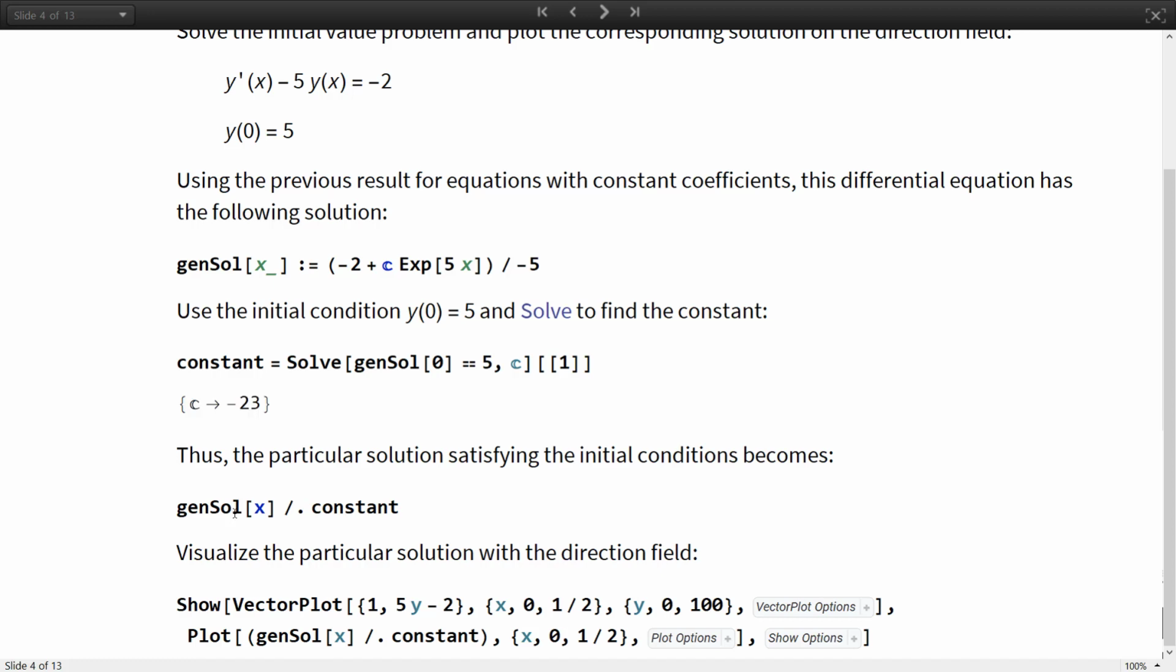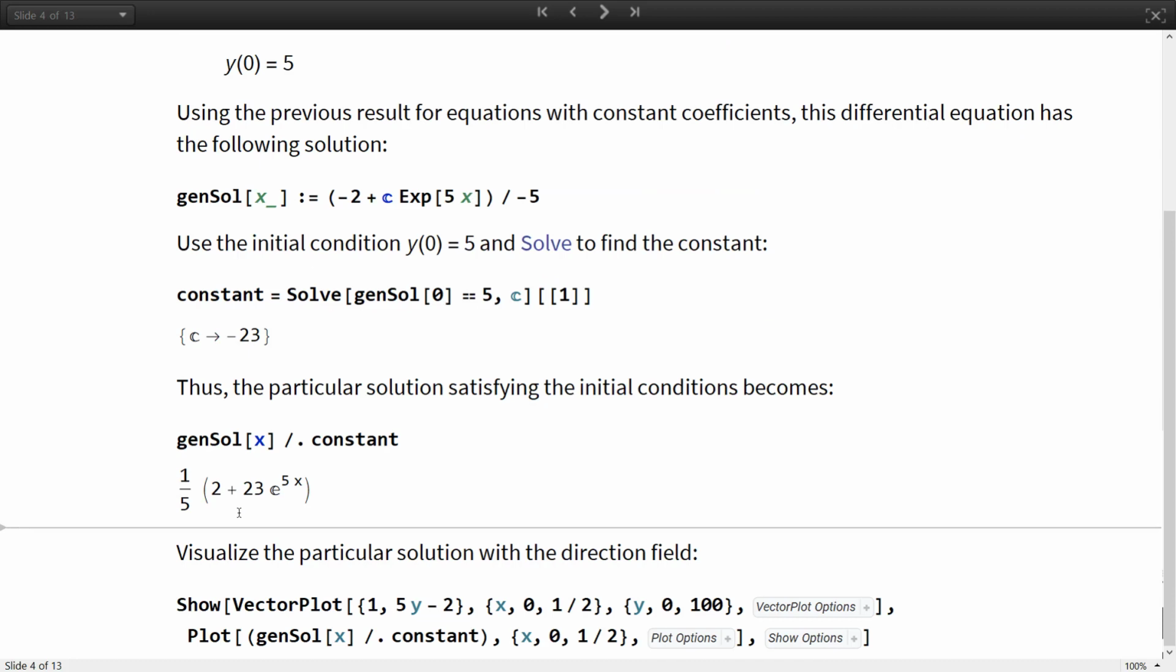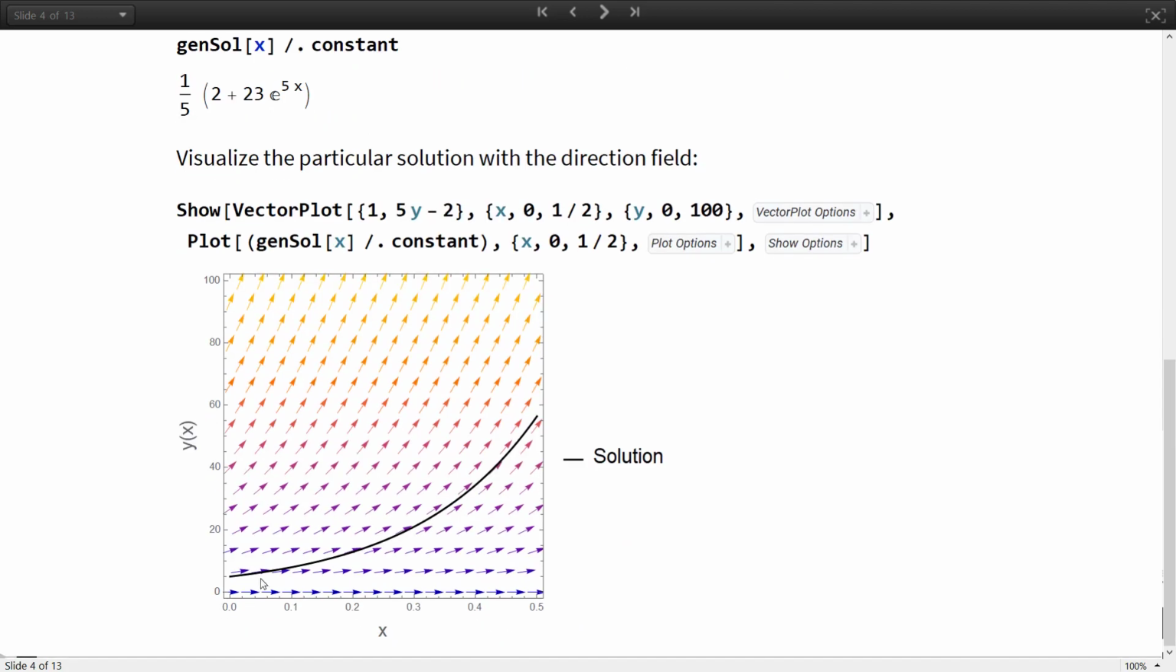It is often useful to compare the solution to the initial value problem with the direction field. We can see that the solution satisfies the initial condition at x equals 0. It rises slowly at first as indicated by the arrows, but as y increases, the rate of increase of y goes up as well. This is caused by the exponential term seen in the solution.